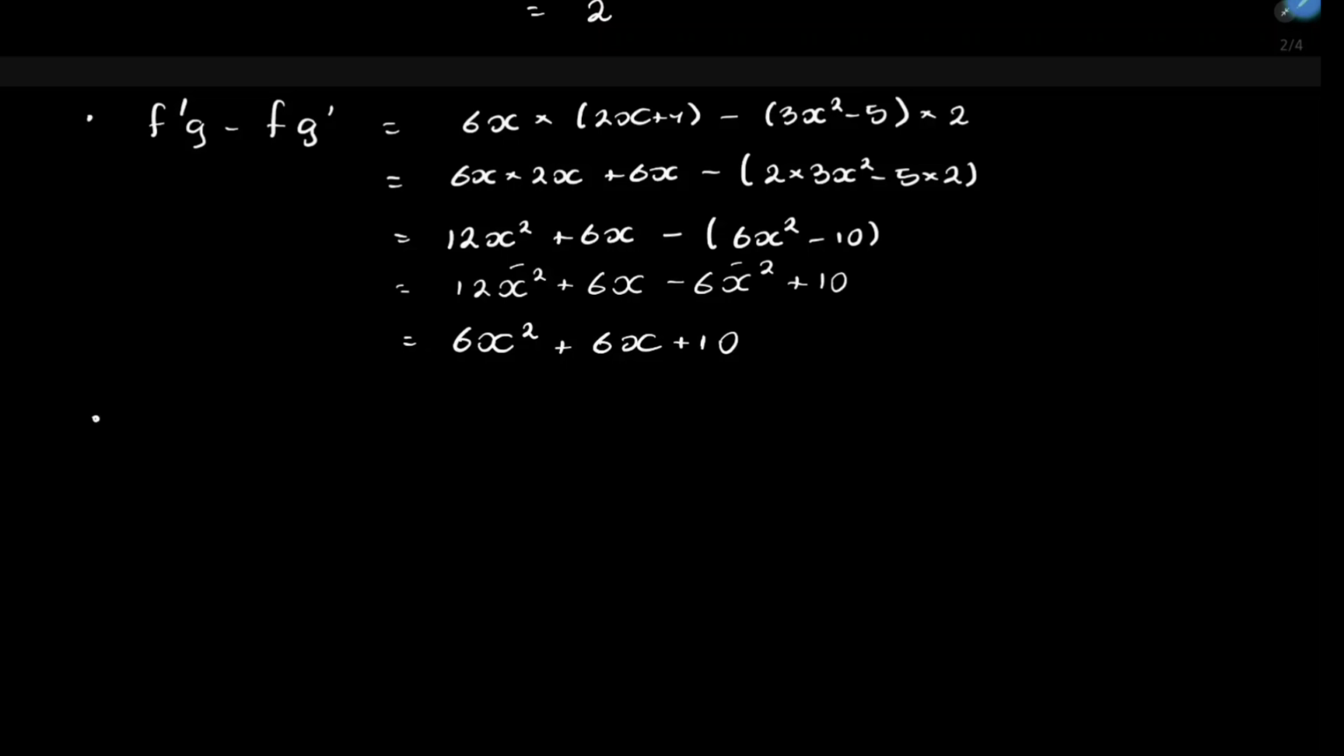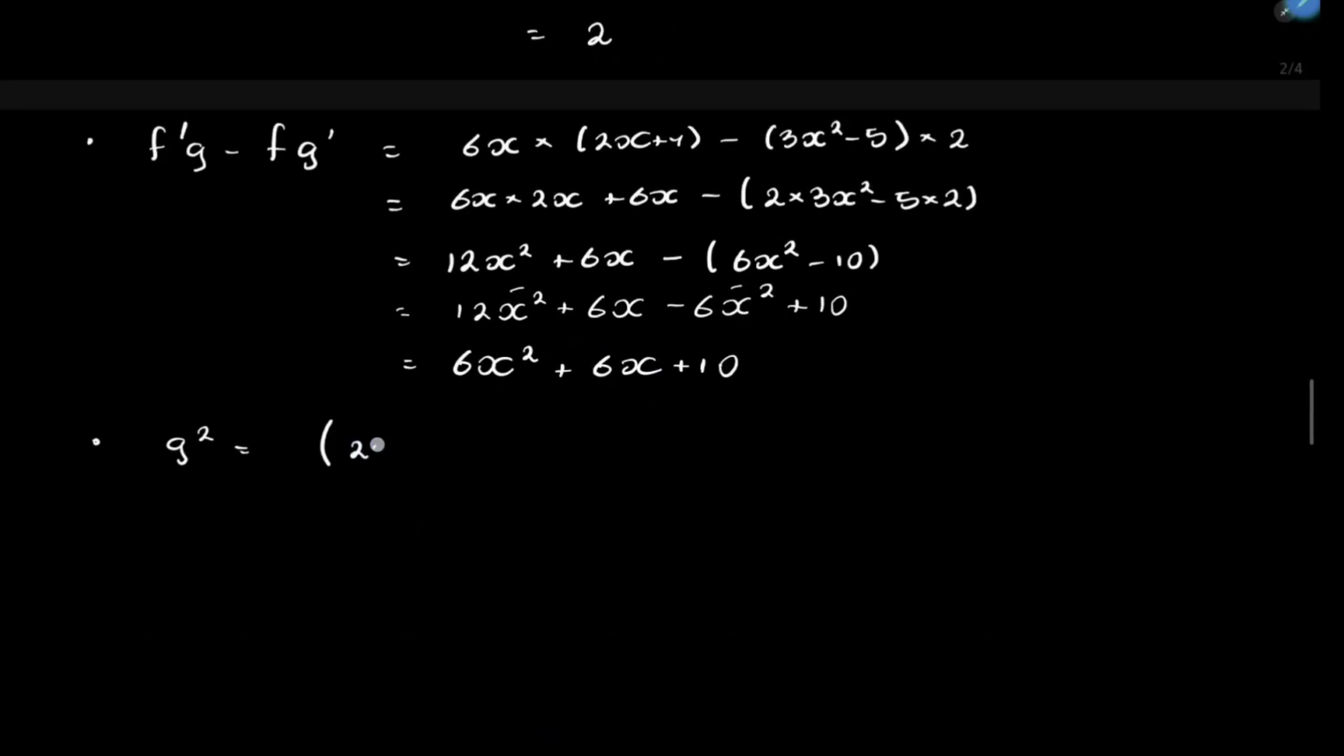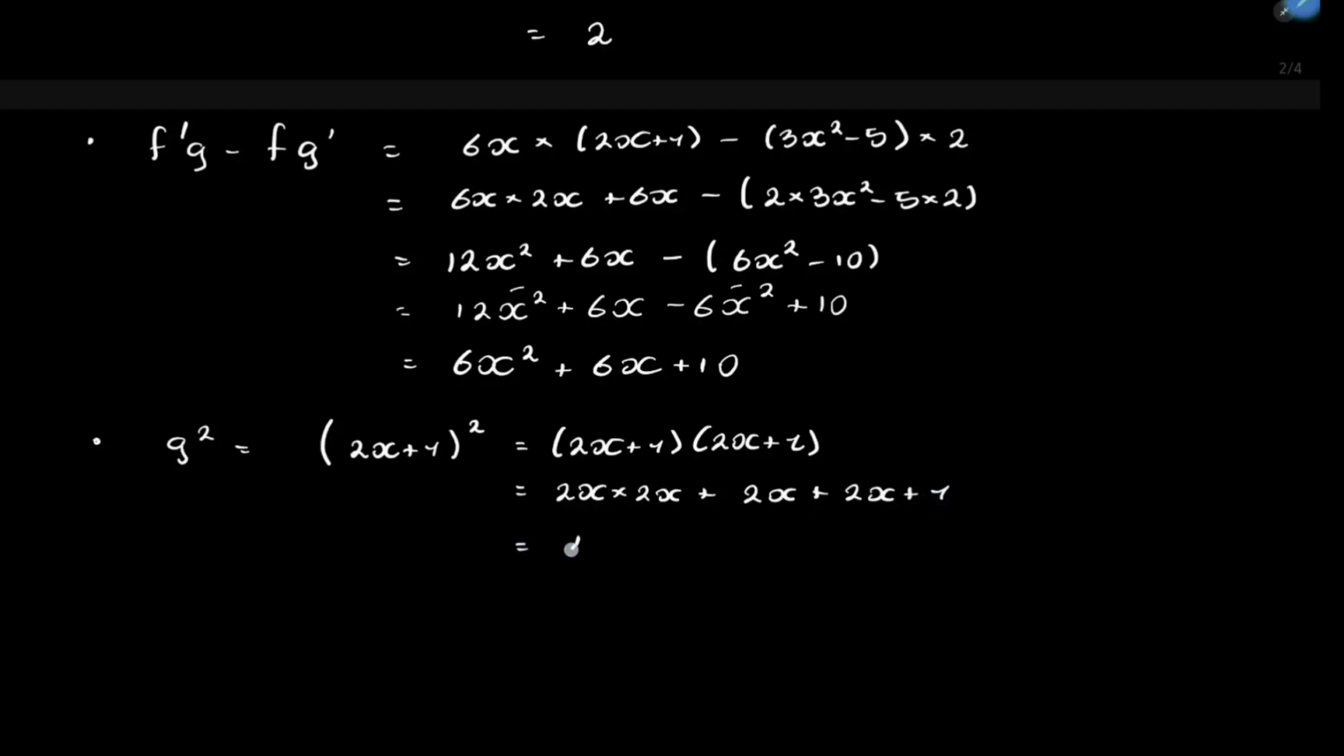But before doing that, we first need to calculate g squared. So what is g squared? What is first of all our g? 2x plus 1. So it gives us 2x plus 1, all that squared, which is the same as 2x plus 1 times 2x plus 1, which gives us 2x times 2x plus 2x plus 2x plus 1, giving us 4x squared plus 4x plus 1.